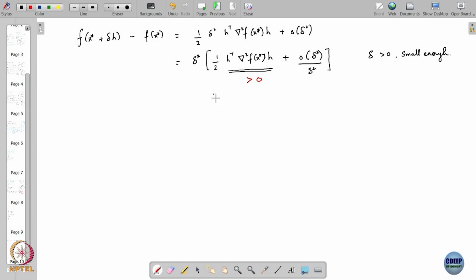Why? Because the Hessian at x star is positive definite. So, this is strictly positive for h not equal to 0. This is because the Hessian is positive definite. Now, because the Hessian is positive definite, this term becomes strictly positive. And what can we say about this other term, the term that I have circled?